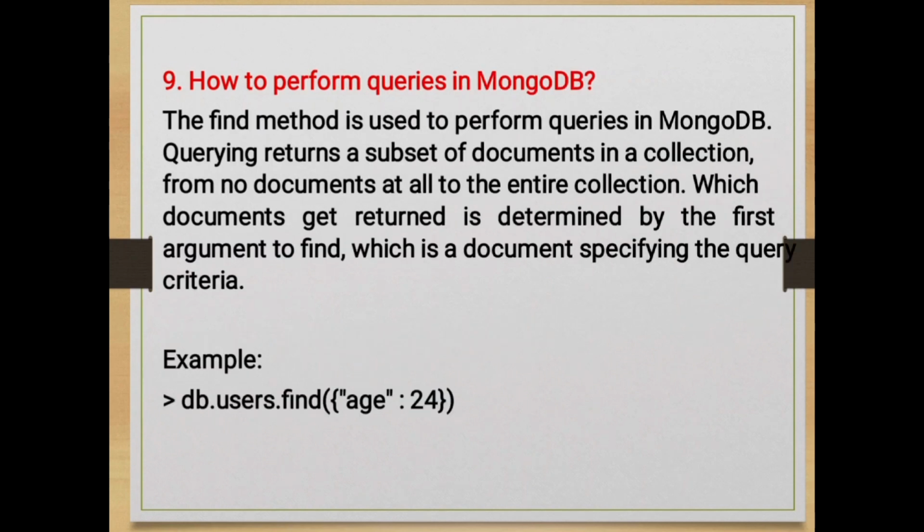How to perform queries in MongoDB? The find method is used to perform queries in MongoDB. Querying returns a subset of documents in a collection, from no documents to the entire collection. Which documents get returned is determined by the first argument to find, which is a document specifying the query criteria. For example, db.users.find and a key value pair will easily perform a query in MongoDB to find some value that you wish to find.